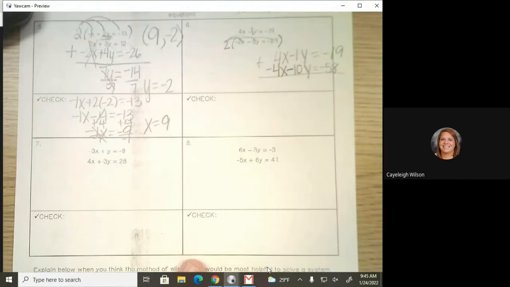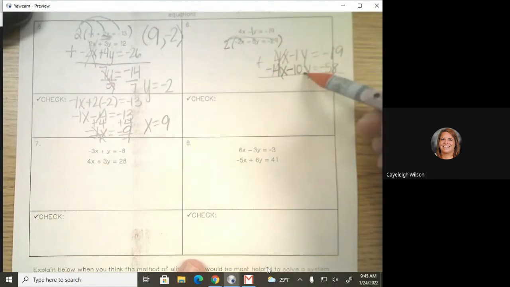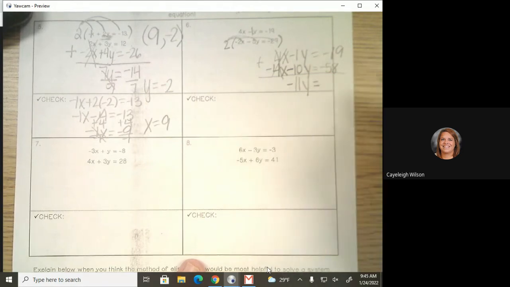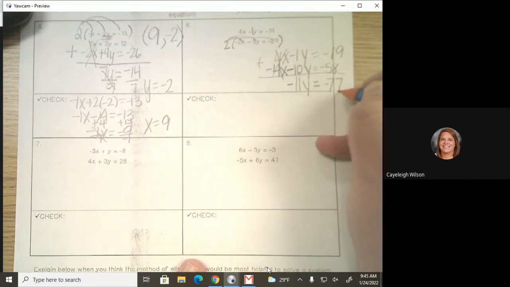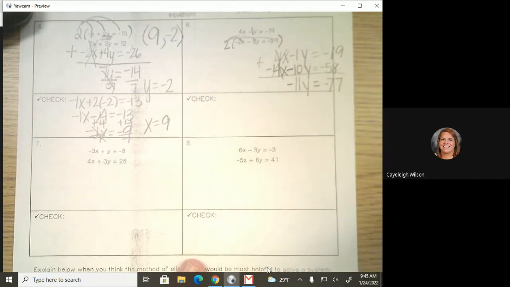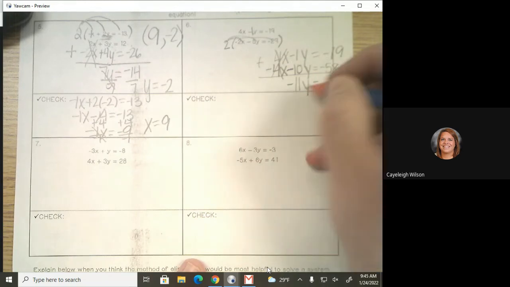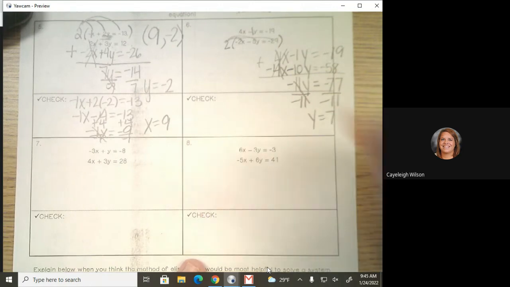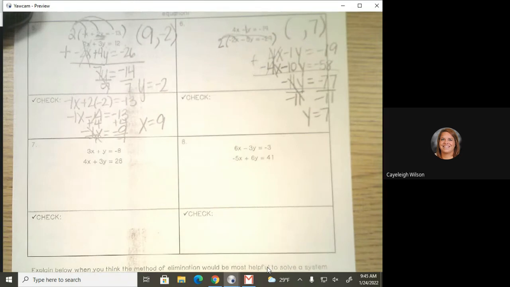Okay, so 4 plus negative 4 is 0. They eliminate. Negative 1y plus negative 10y is negative 11y. Negative 19 plus negative 58 is negative 77. Divide by negative 11, and y is 7. So it's going to be something, 7.